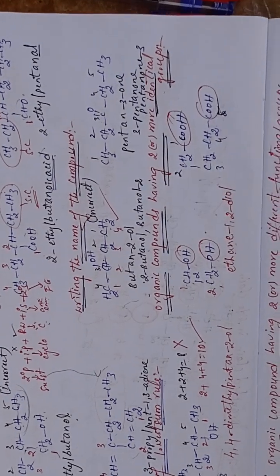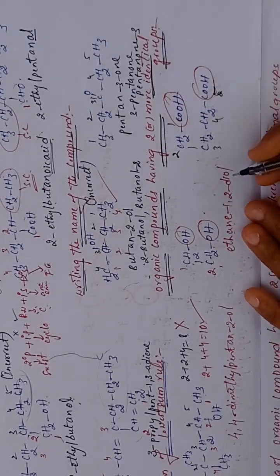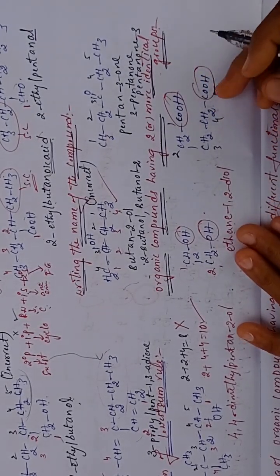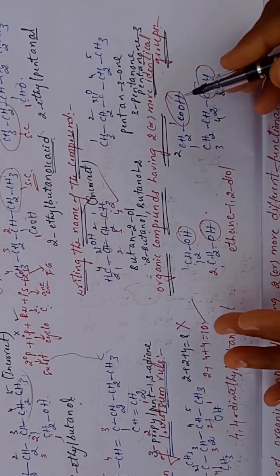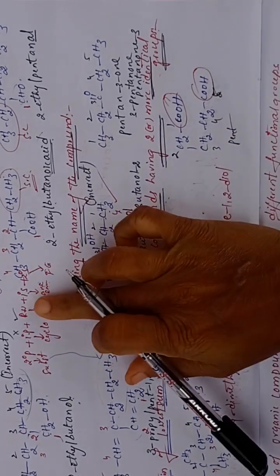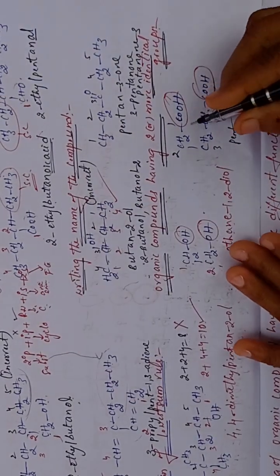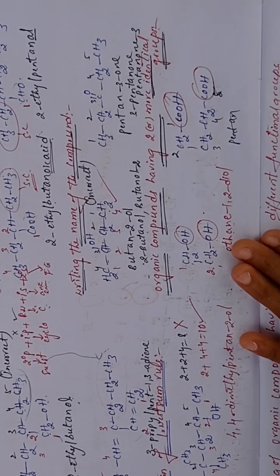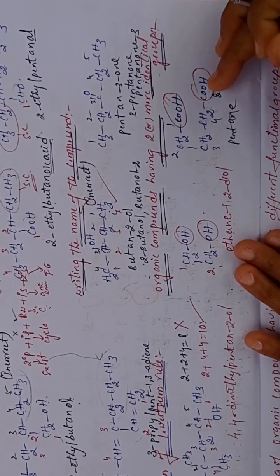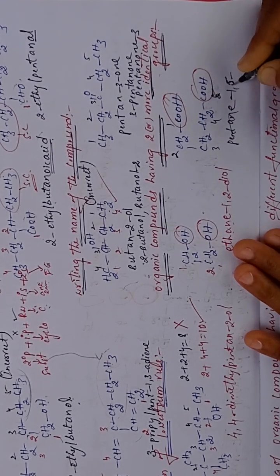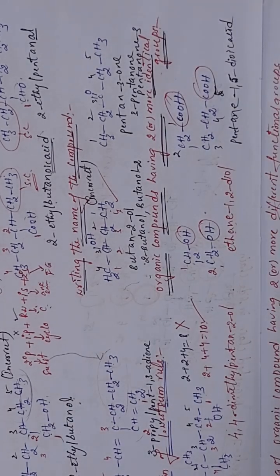Then how to write the name of the compound? See here 1, 2, 3, 4, 5. Total 5 carbon atoms are there. Right. This is the parent chain. How to write the name? Here no substituents, no side chains. Total 5 carbons are there. We have to start the name from the root word. Name of the compound: pent. 5 carbons, pent. Here all are single bonds. An, full form you have to write. Pentane. And here 1 comma 5 dioic acid. 1 comma 5 dioic acid. Clear? Dioic acid.